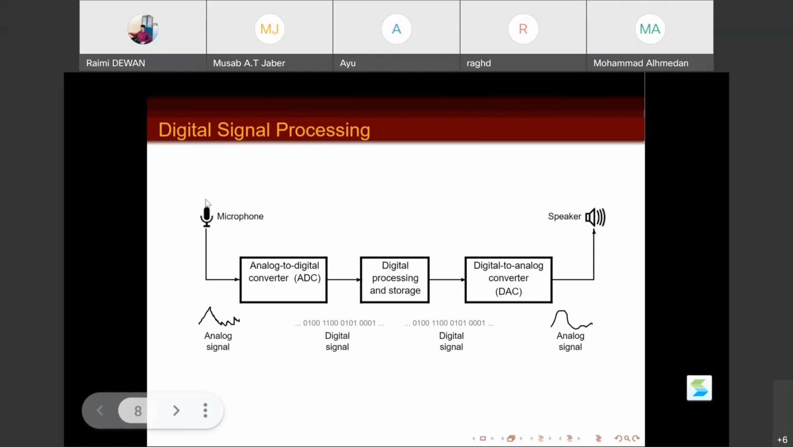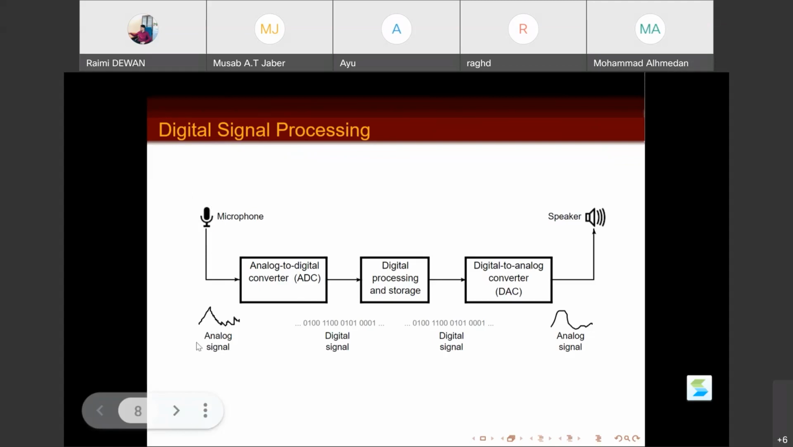So what happens is that the microphone is the transducer. A transducer is a device that changes the type of a signal from one type to another type. Here, the transducer is a microphone. It changes the audio signal, which is your voice, you speak whatever, blah blah blah, and then converts it to an electrical signal, which is the analog signal.